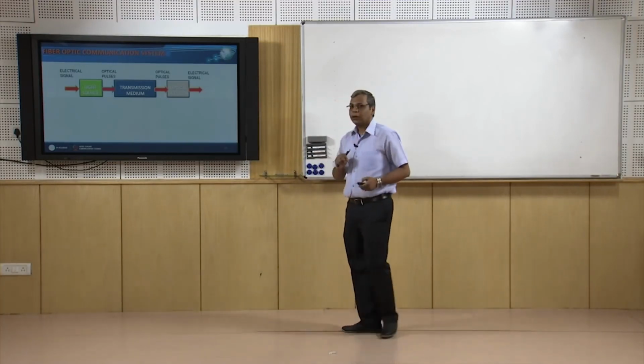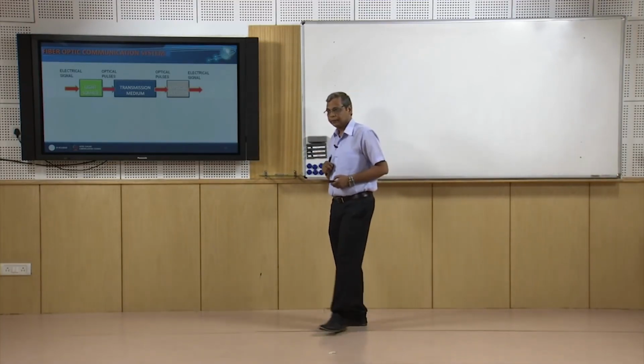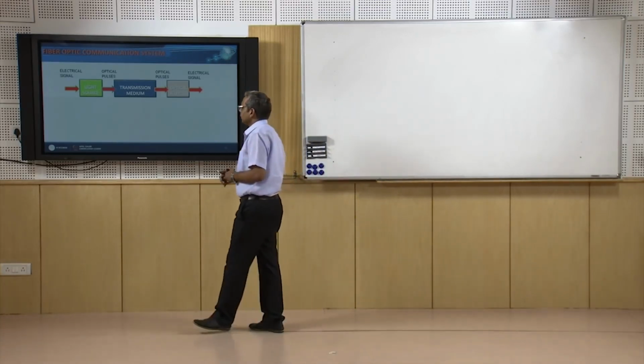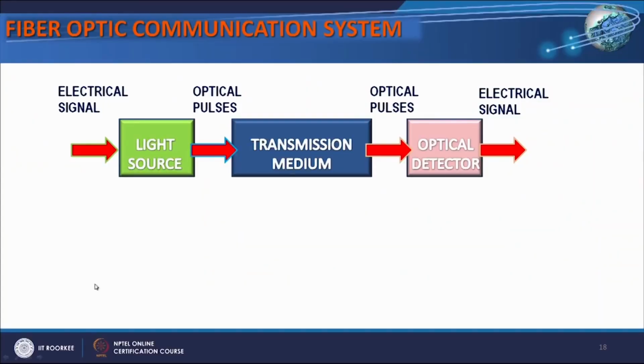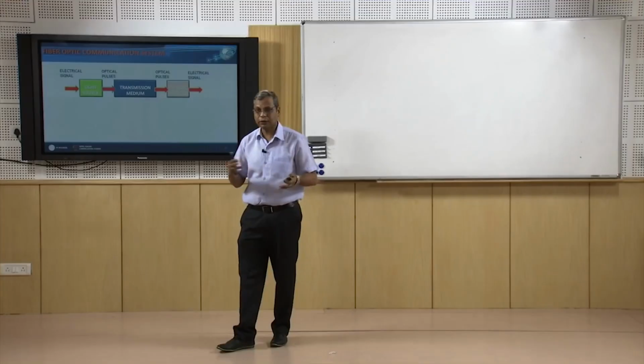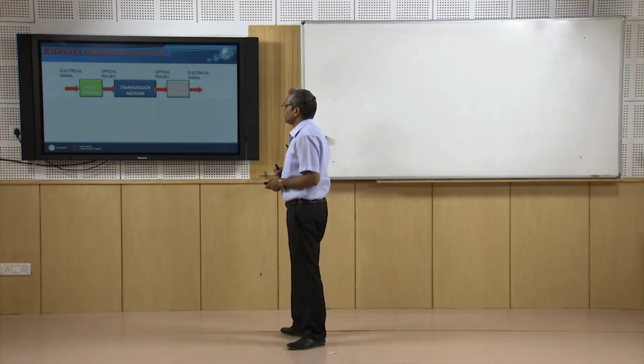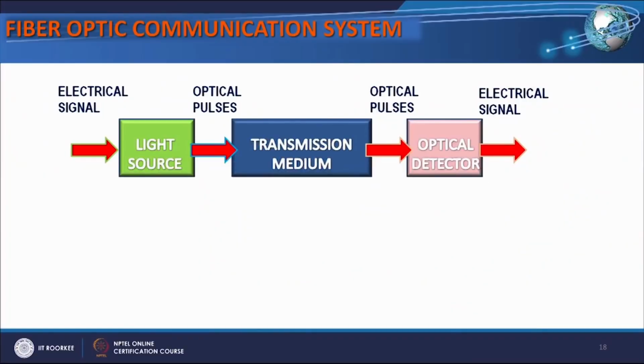Now, let us look at fiber optic communication system and what we are going to do in this course. This is a typical block diagram of optical fiber telecommunication system where we have electric signal. Whatever data we want to send, it is converted into electric signal, whether it is voice data or image or a video. So, we have electric pulses.